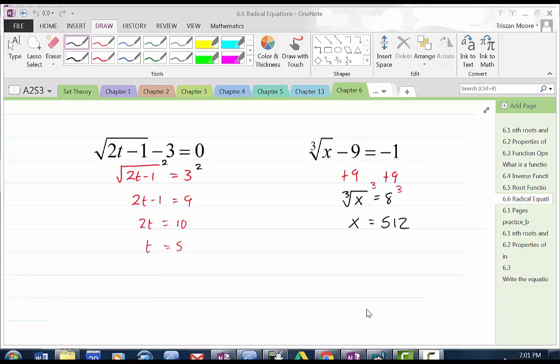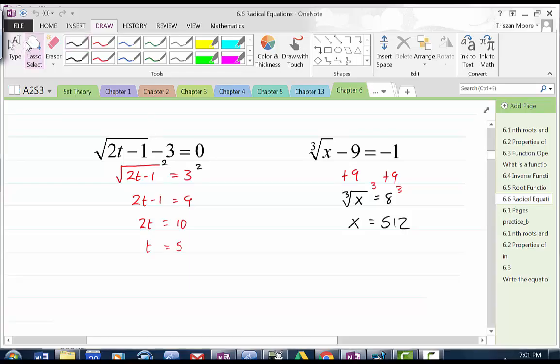Alright, so here are my answers for those two problems. As you can see on the left side, I just added 3 to both sides and squared the radical. Whatever I do to one side, I have to do to the other. I end up with t equals 5. Wait, it feels like we did this problem already.